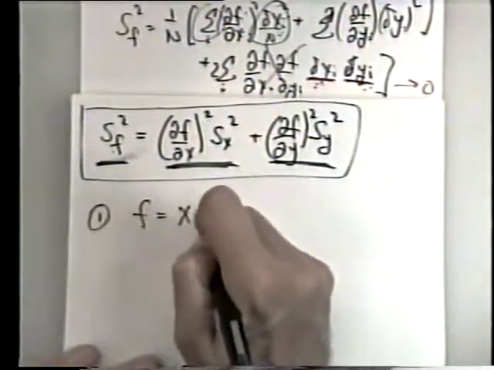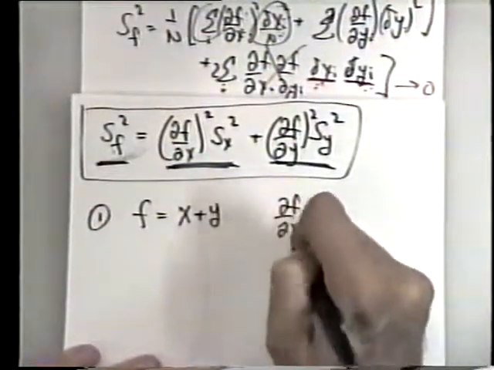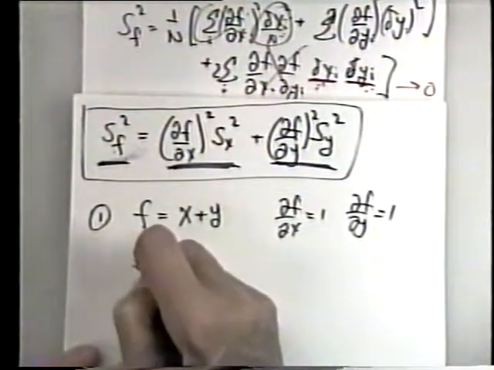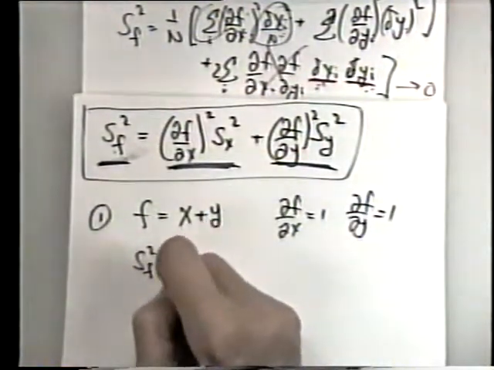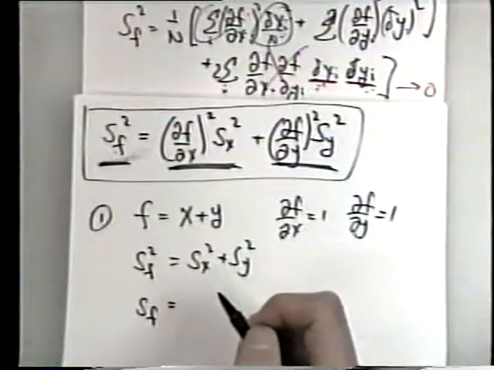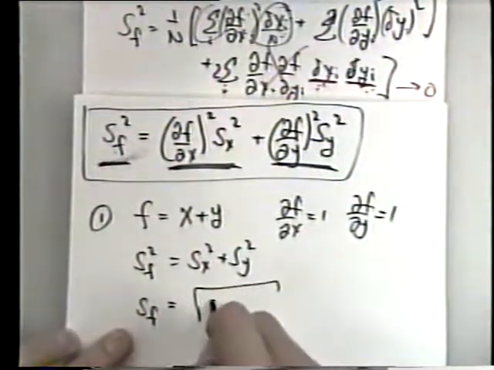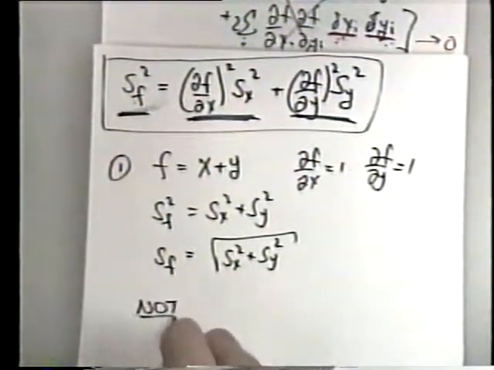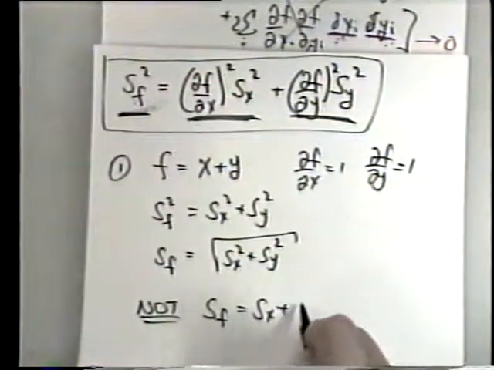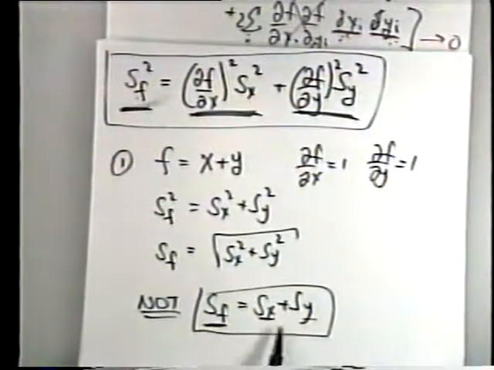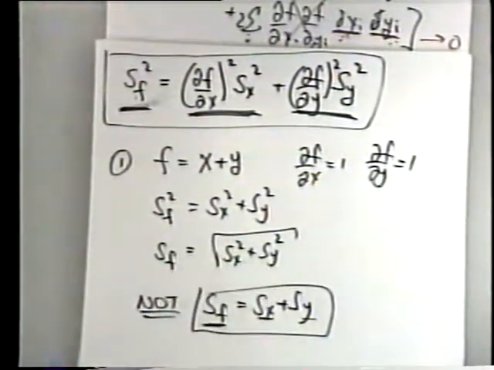If the function is f equals x plus y, then as before, df/dx is 1, df/dy is 1, and so this formula says that the standard deviation of f squared equals sx squared plus sy squared. To say it differently, the error we get is the sum of the squares of the deviations. What's interesting is that the standard deviations don't add, so the standard deviation of f is not the sum of the other two, but it's the square root of the sums of the squares. So that's what's interesting about this.